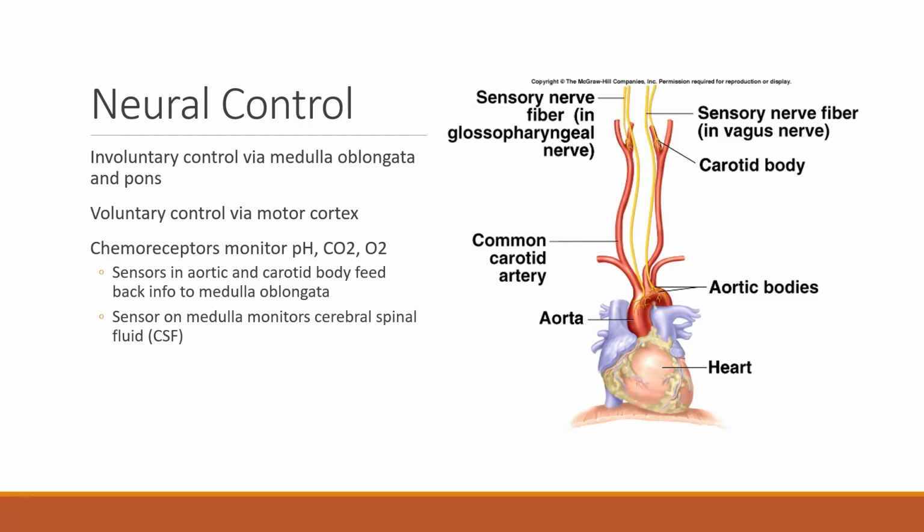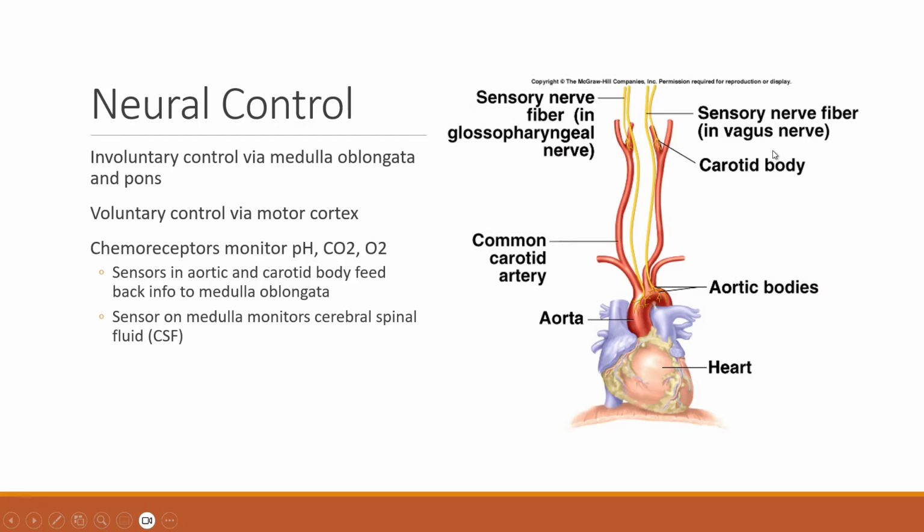So it is a chemoreceptor, or a chemical receptor. In your aorta, your aortic bodies, and then your carotid bodies here in your carotid arteries, there are sensors that determine how much oxygen and CO2 and pH is in the blood.